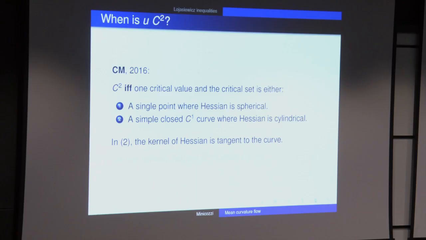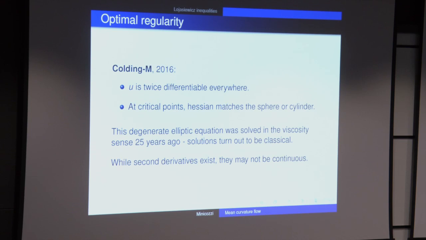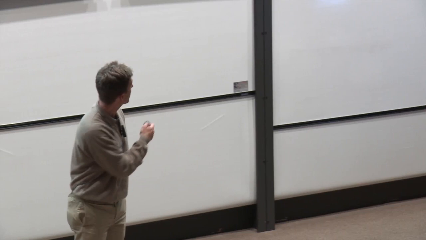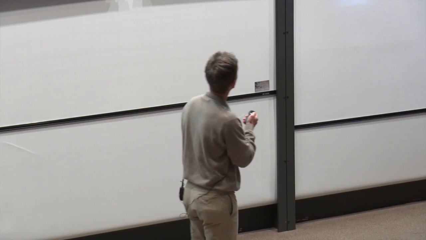These can be viewed, especially the first one, as a purely analytic result. You write down a second order degenerate elliptic PDE, solutions exist, what's the optimal regularity? In order to understand the solution of this, we need geometry. So now I'd like to explain a little bit about that.